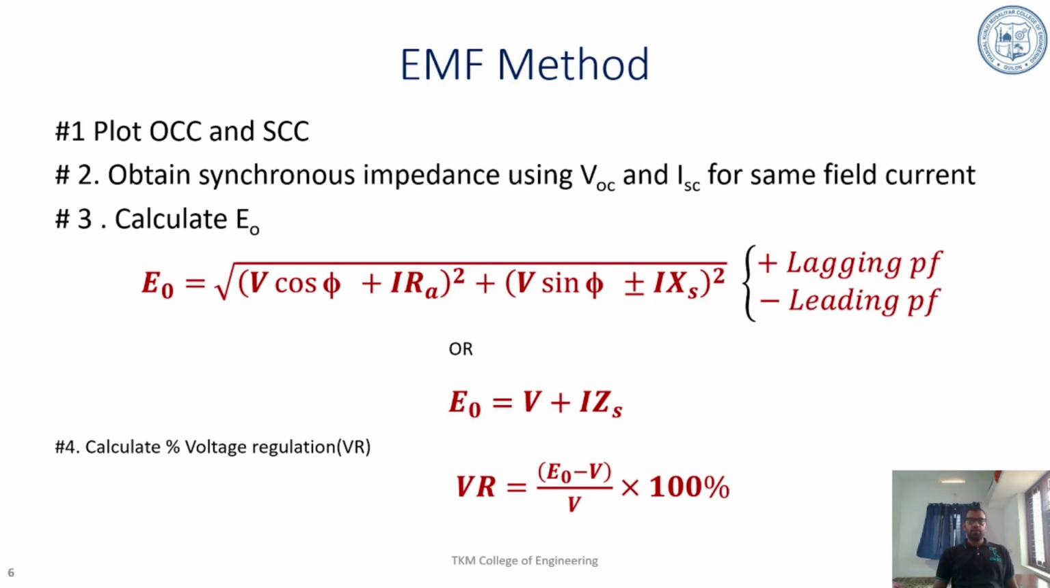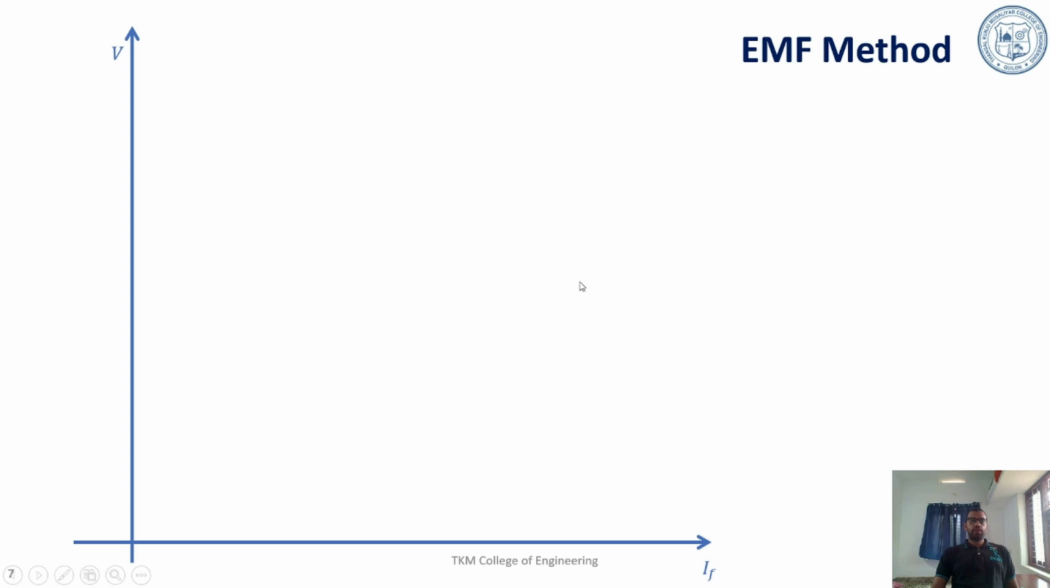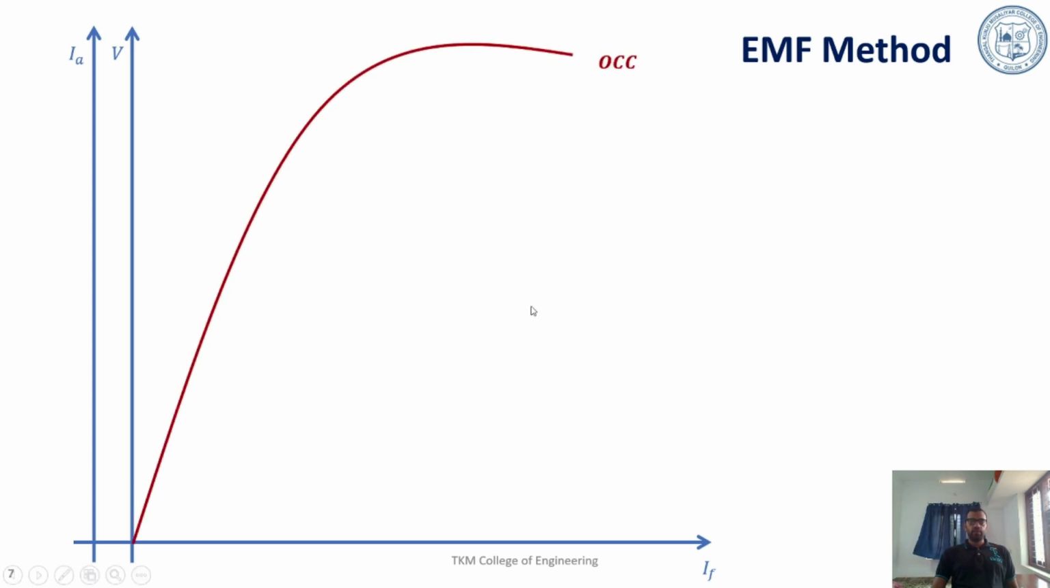Now let's see the method in detail in graphical manner. In EMF method, first of all, we need to plot open circuit characteristic. It is the variation of no load induced EMF with respect to field current corresponding to rated speed. Then we need to plot short circuit characteristic. It is the variation of armature current with respect to field current under short circuit condition. It is a straight line passing through origin. This is open circuit characteristic and this is short circuit characteristics.